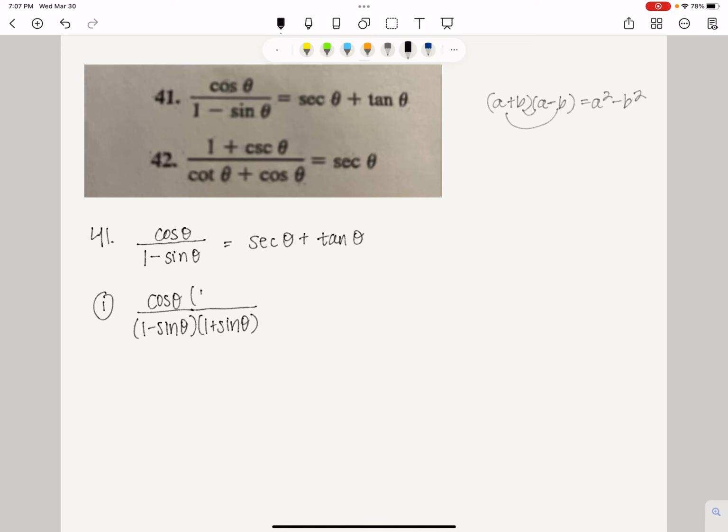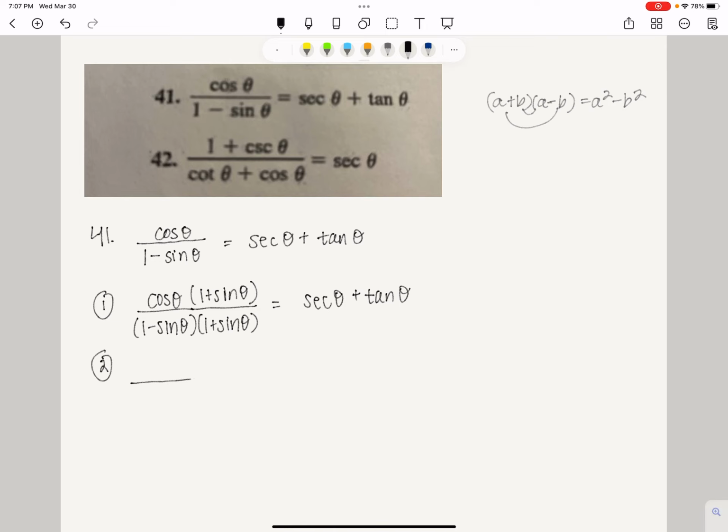And then, of course, the right-hand side is going to stay exactly the same. It's going to be the secant of theta plus the tangent of theta. And we are not going to manipulate that side at all. We're not moving anything over to that side. We're not going to take anything away from that side. It's going to stay those two terms for the entire problem.